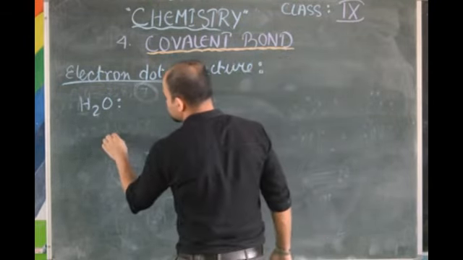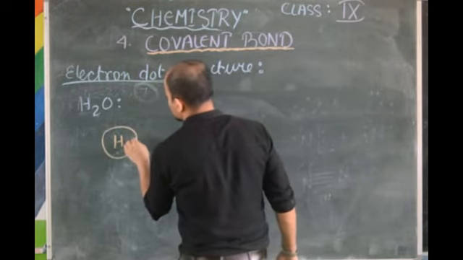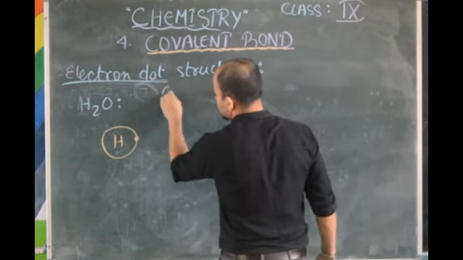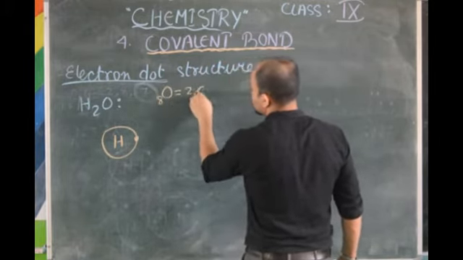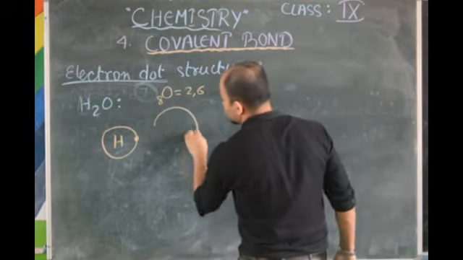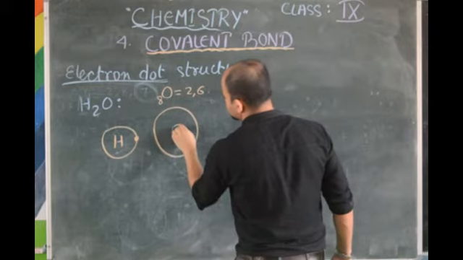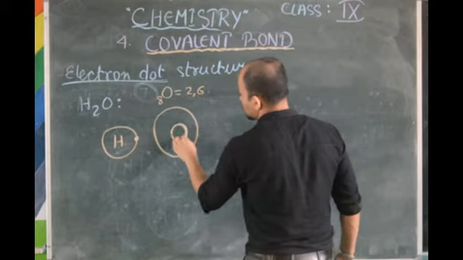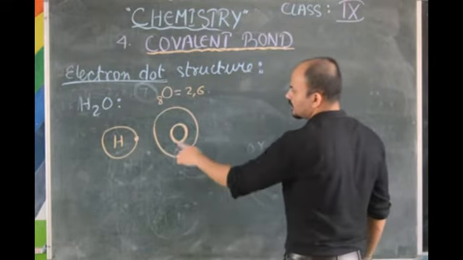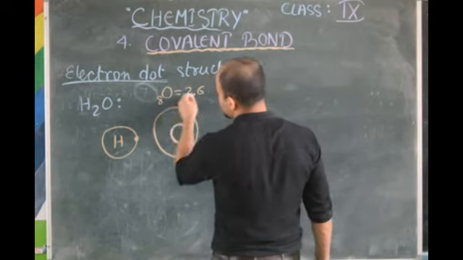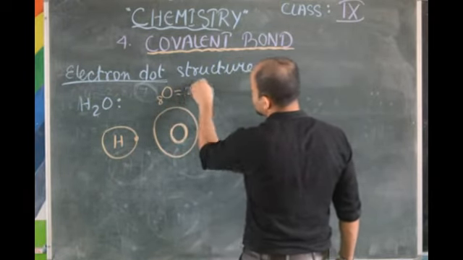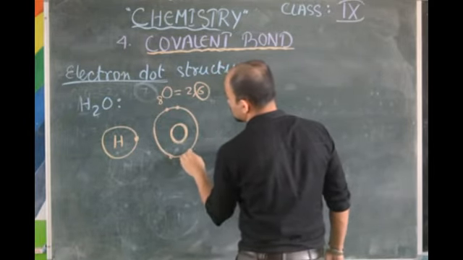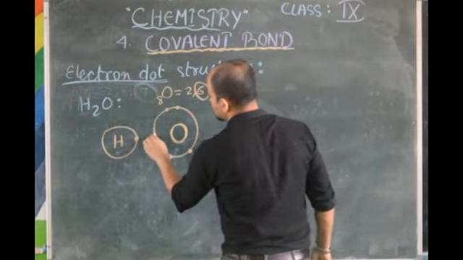So two hydrogens are present. One electron is present on each hydrogen. And oxygen, you know oxygen's atomic number is 8, so 2, 6. So 6 electrons are present in the valence shell. This is oxygen. This is symbol O. Don't get confused thinking it to be a cell. This is oxygen. Okay? So how many electrons are present in oxygen in the valence shell? 6 electrons. So 1, 2, 3, 4, 5, 6.